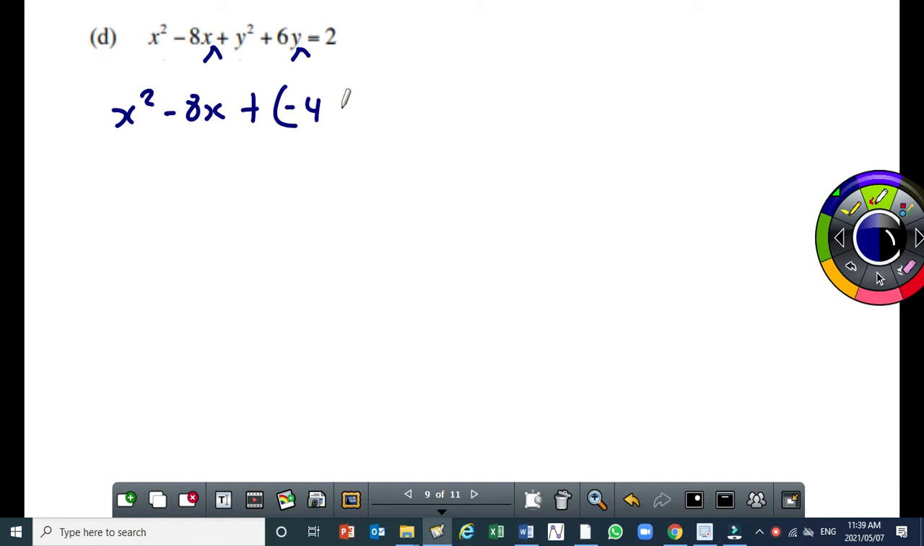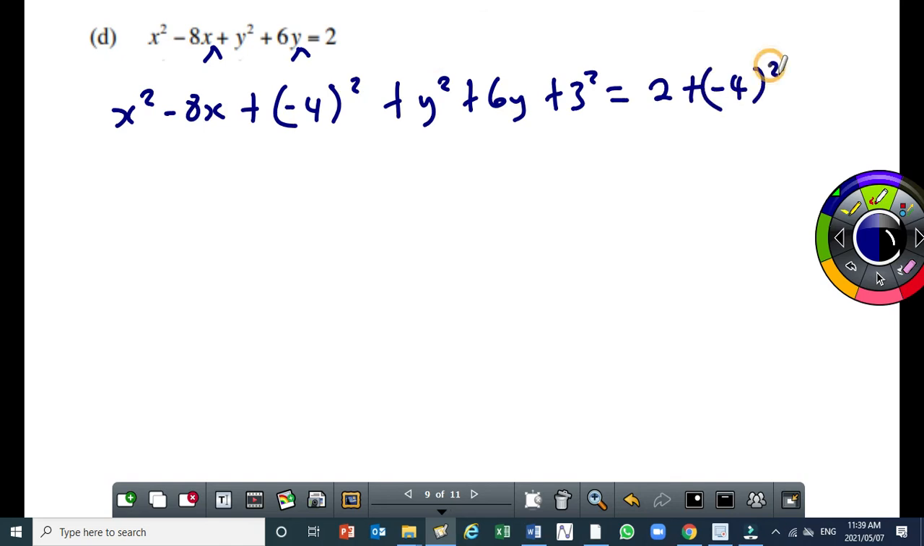That will be (x minus 4) all squared, plus y squared plus 6y. Half of 6 is 3, so we get 3 squared, equal to 2 plus (minus 4) squared plus 3 squared. Just to remind you, this (minus 4) all squared is the same as that, and this 3 squared is the same as that. So whatever you do on the left, you also do on the right hand side. So you should have that step.